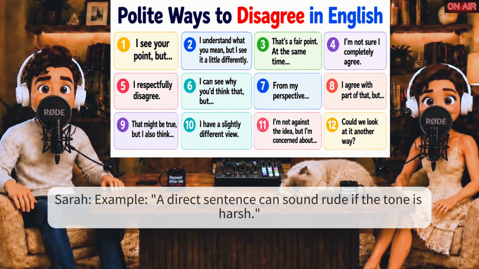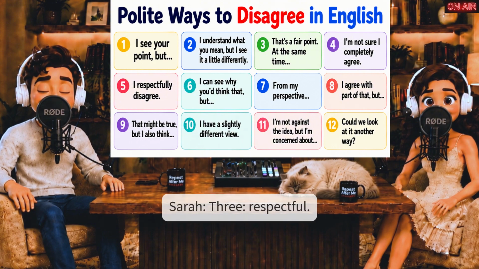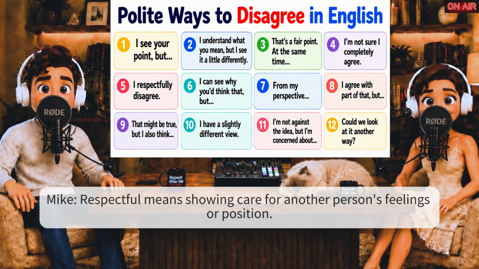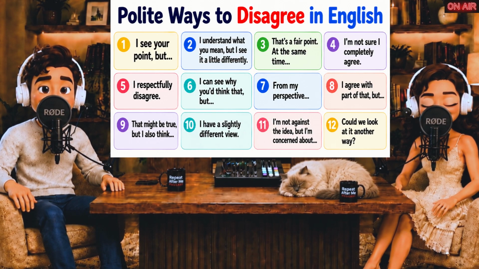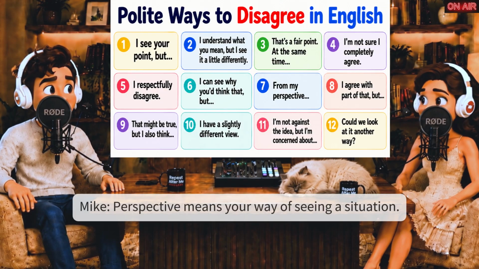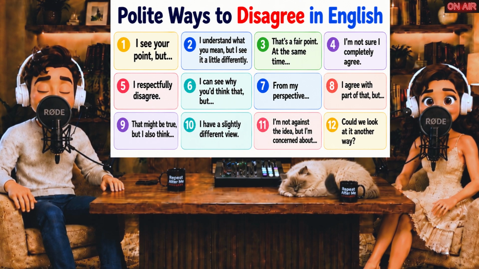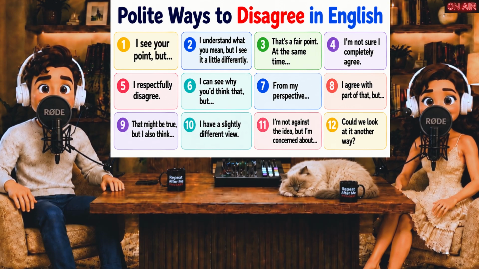2. Rude. Rude means impolite or disrespectful. Example, a direct sentence can sound rude if the tone is harsh. Repeat. Rude. 3. Respectful. Respectful means showing care for another person's feelings or position. Example, she gave a respectful answer. Repeat. Respectful. 4. Perspective. Perspective means your way of seeing a situation. Example, from my perspective, the plan needs more time.